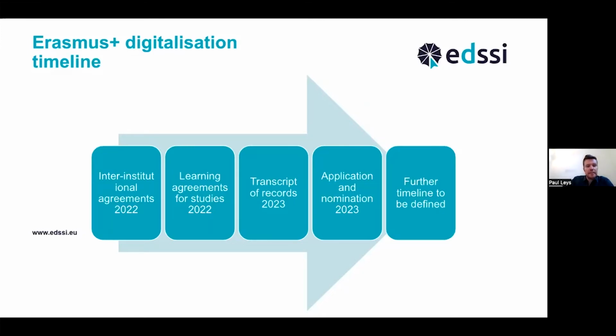So in this year, 2022, universities should be connected for interinstitutional agreements and learning agreements for studies. Moving on towards 2023 on the roadmap is transcript of records, application and nomination. To be honest, I cannot tell a lot more about these deadlines.